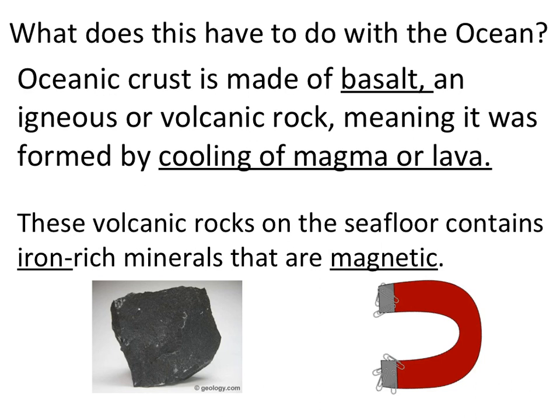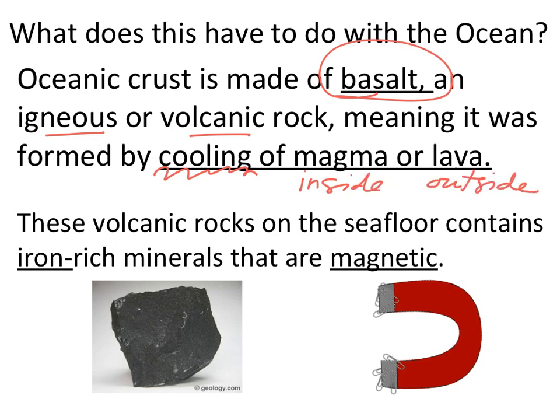So what does this have to do with the ocean? Well, oceanic crust is made up of basalt. Basalt, being an igneous or volcanic rock, means that it was formed from cooling of molten material. Magma, if we're talking about material inside the Earth, and lava, if we're talking about material outside of the Earth. So basalt is that igneous rock, meaning it started out as molten and over time has become cool.